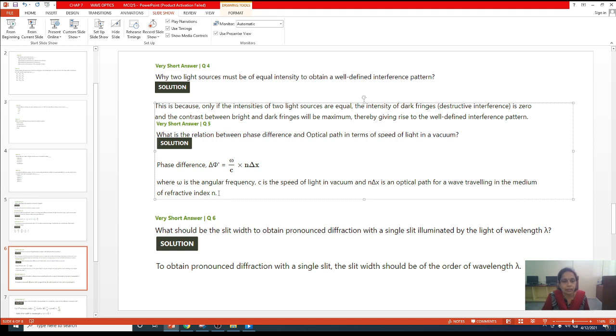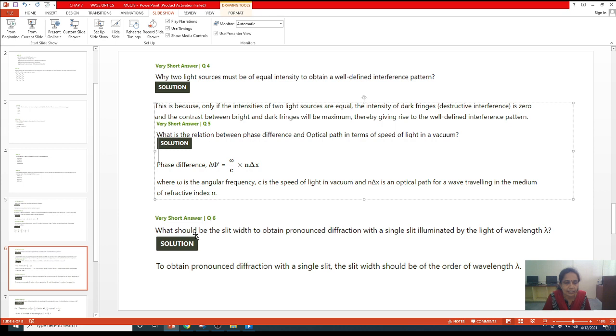Okay, this can be calculated from the equation: phase difference is equal to 2 pi upon lambda into the path difference. Then it is equal to 2 pi n upon n lambda. Divide and multiply by small n, both numerator and denominator, into the path difference. Therefore 2 pi n is omega, and what is n lambda? n lambda is c. Therefore you get the same equation, phase difference is equal to omega by c into the path difference.